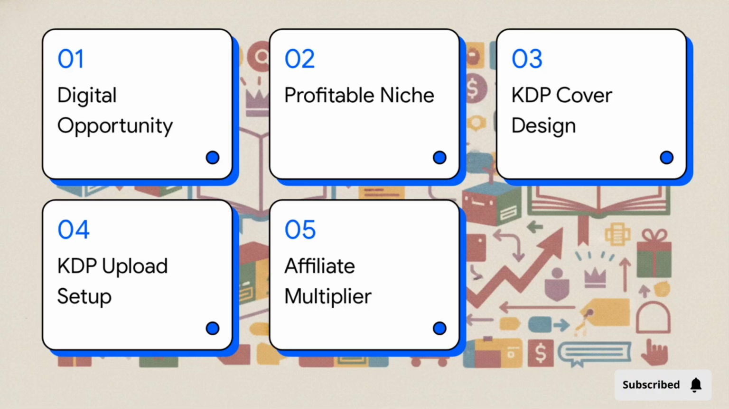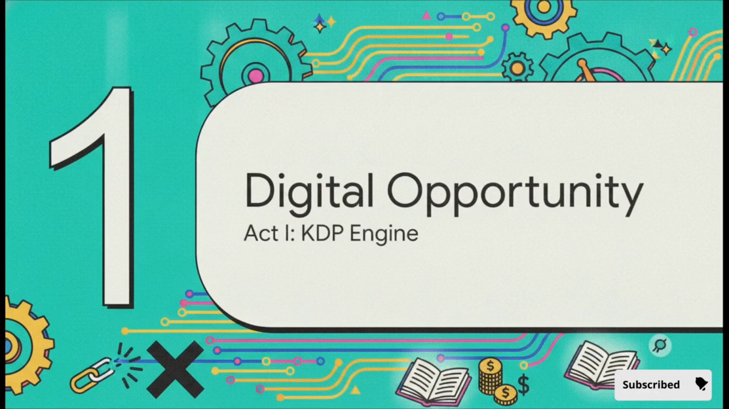We're going to break down the exact strategies top creators use to get their digital businesses off the ground. Here's a quick look at our roadmap for today. 1. The Amazon digital opportunity. 2. Finding your profitable niche. 3. Designing your KDP cover. 4. The KDP upload setup. And finally, 5. The affiliate marketing multiplier. All right, let's kick things off with section 1, the Amazon digital opportunity.